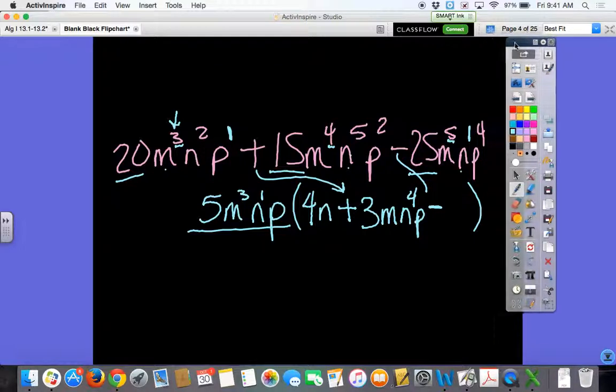You see how this is kind of repetitive? So once you get the skill, you should be good. 25 divided by 5 is 5. He has 2 m's left. You took all his n's, and he has 3 p's. Okay? You should be good to go on factoring out common factors.